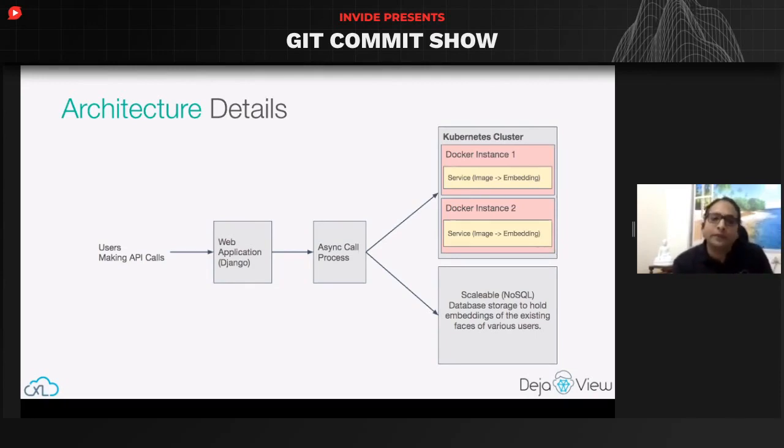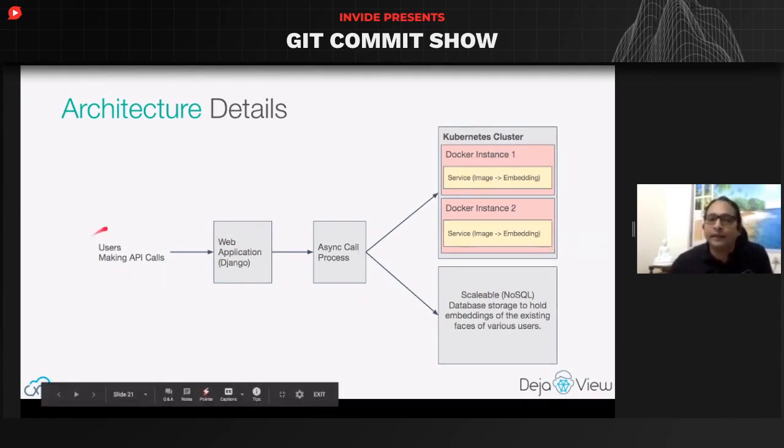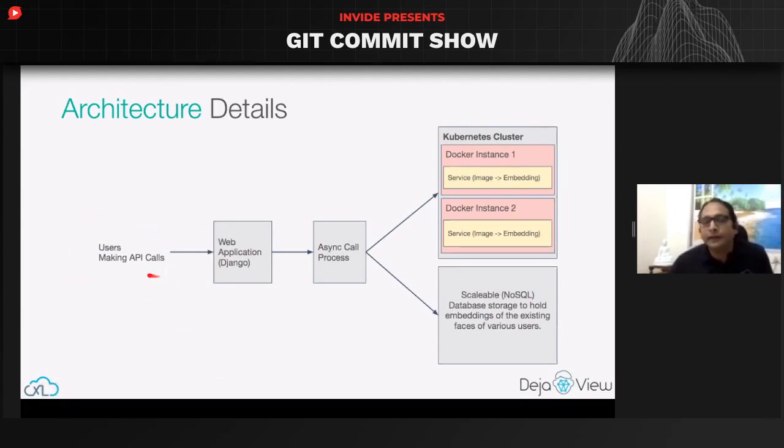Now, coming back to it, the way the web application works is that users are making an API call, or whatever you can call it, right? So users are making an API call, it goes to the web application. In our case of DejaView, we are using Python Django, and then there is an async call process in the midway, because this guy cannot keep waiting till the process finishes. So he drops the message here saying that your work is in progress, and then it keeps on polling here to observe when the work finishes.